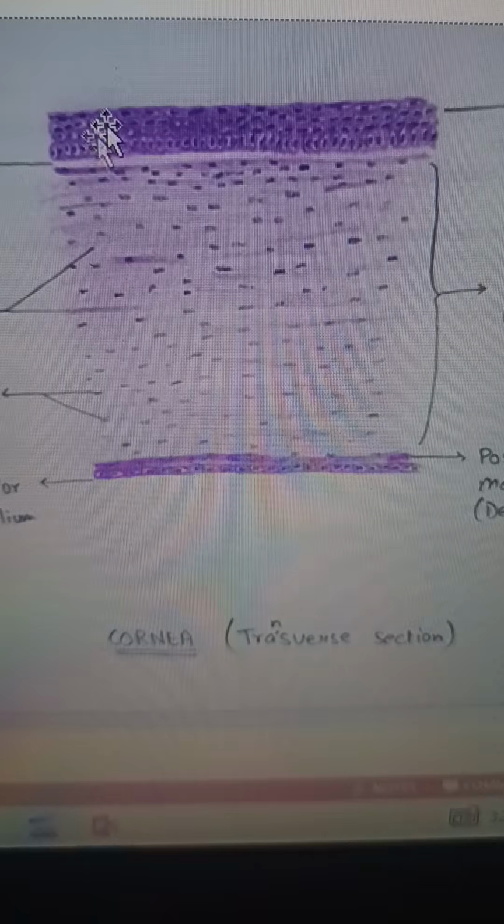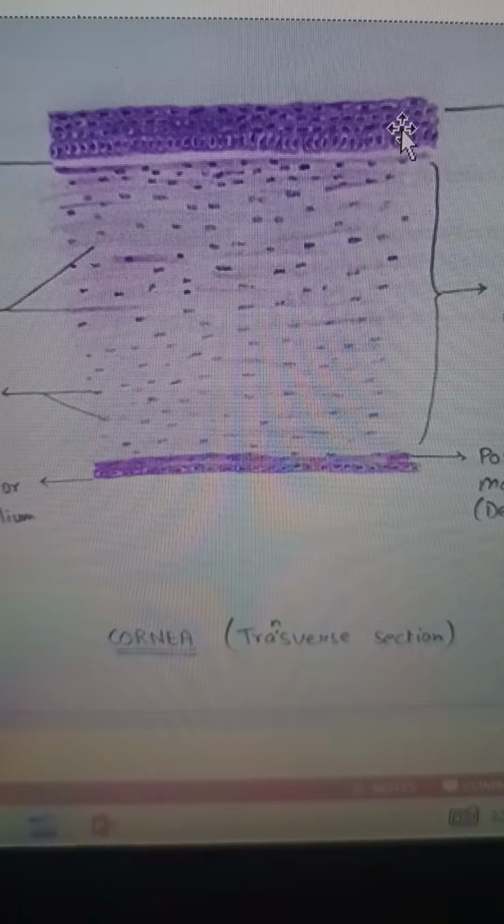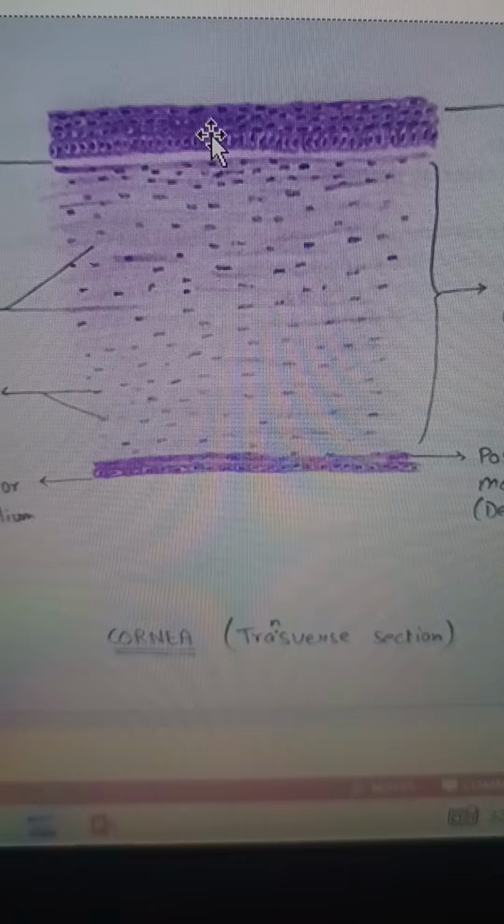Let us learn the 5 layers of cornea. This is the outer layer formed by stratified squamous epithelium. For time being, let us call this layer A, followed by its basement membrane, which is called Bowman's capsule. So Bowman's capsule, B for Bowman's capsule, layer B.